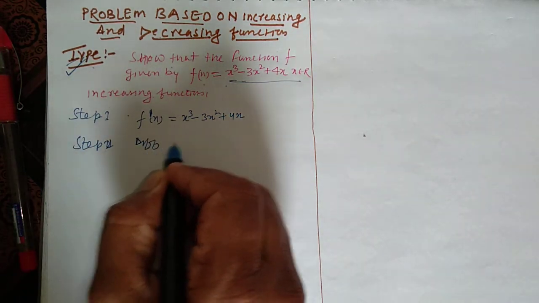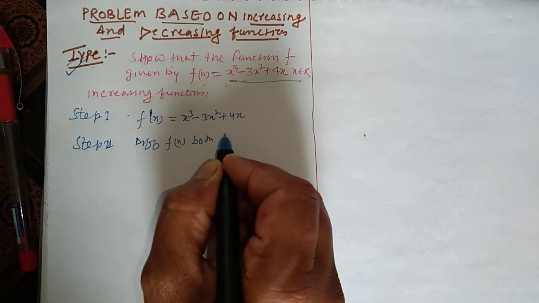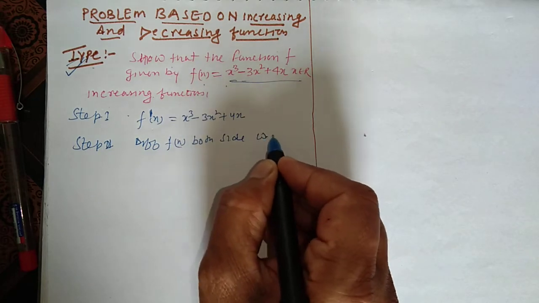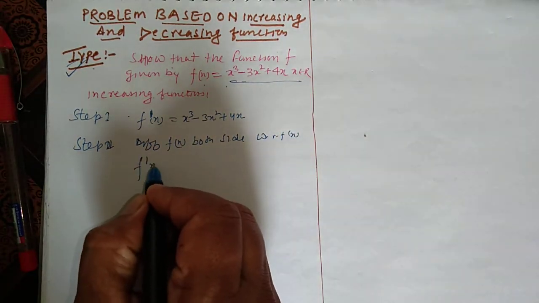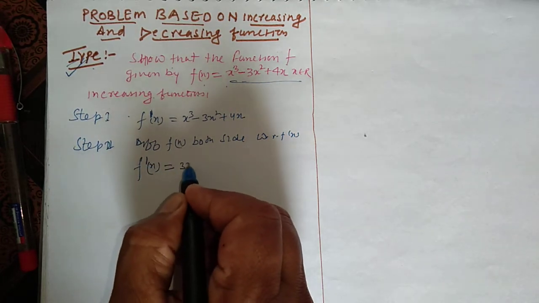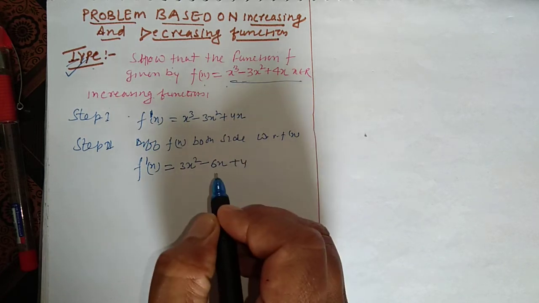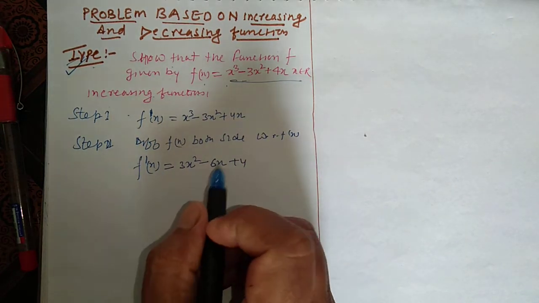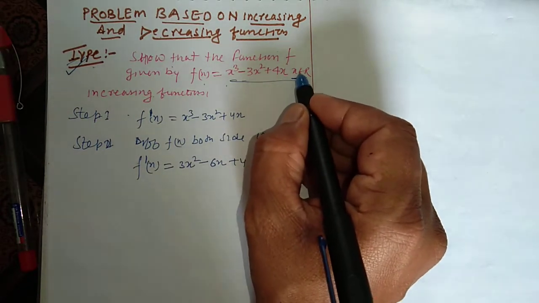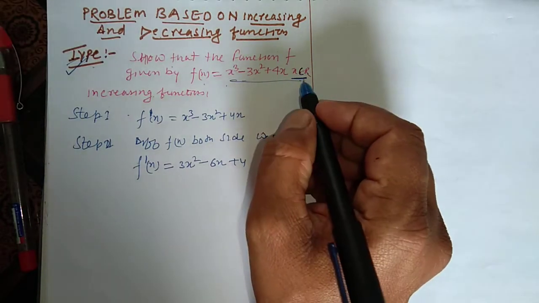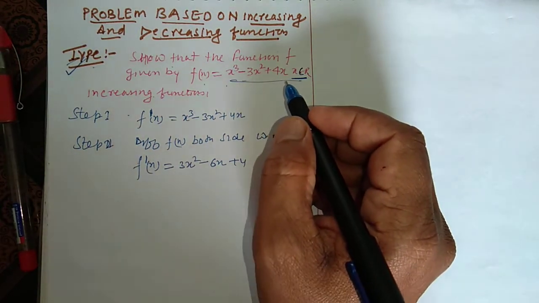Step 2, differentiate f(x) both sides with respect to x. So f dash x is equal to 3x square minus 6x plus 4. The problem in this question is that x belongs to real numbers, meaning the interval is minus infinity to plus infinity.